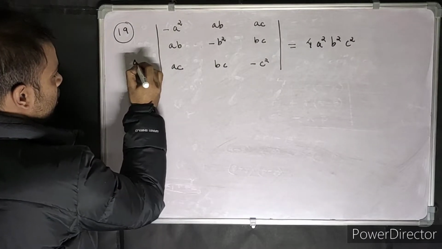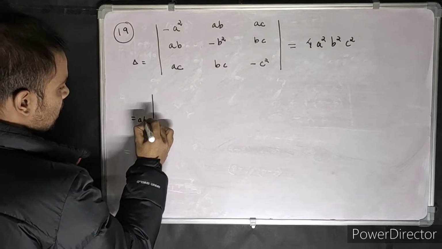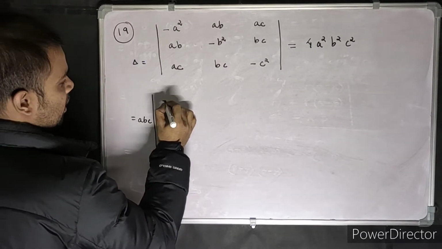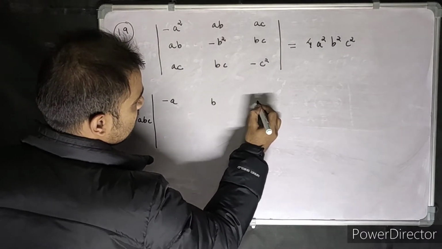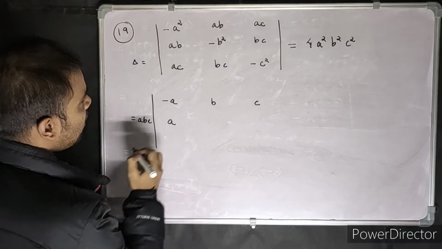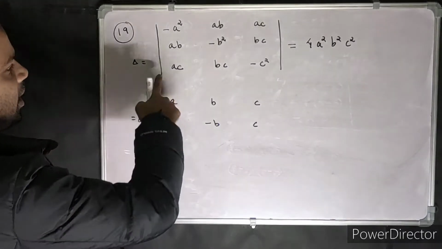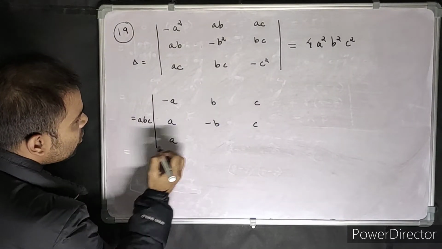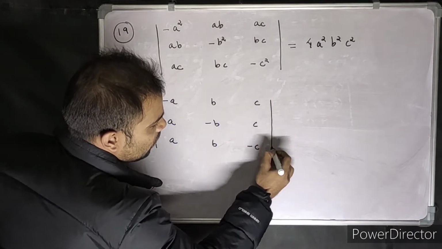So the next step, you don't have to write anything, just write A, B, C outside, and then this is minus A, that is B, and that is C, because A is gone from here. Now B is going away from here, so you're left with A, minus B, and C. Then C is going away, so you're left with A, B, and minus C.